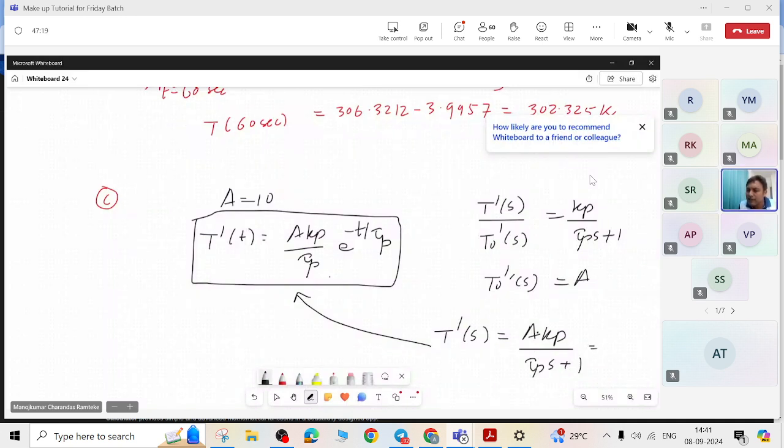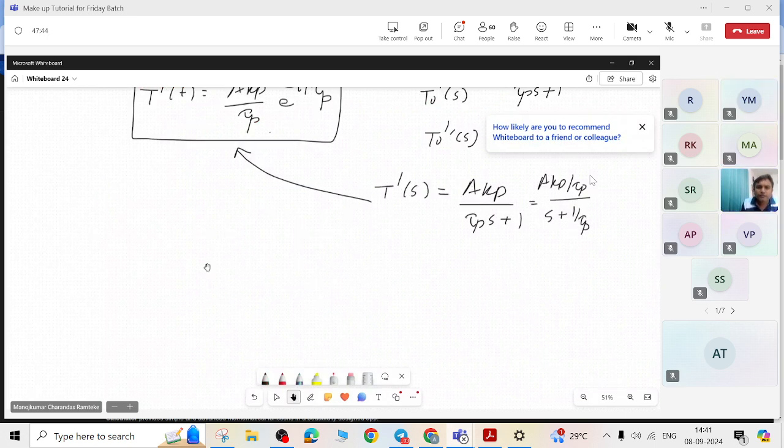This is very easy also here. You can see that you divide the numerator by tau P, so you get A Kp by tau P. The denominator will be s plus 1 by tau P. So what will be the inverse of this? A Kp by tau P e raised to the power minus t by tau P. Is it clear to everyone? Yes, sir.